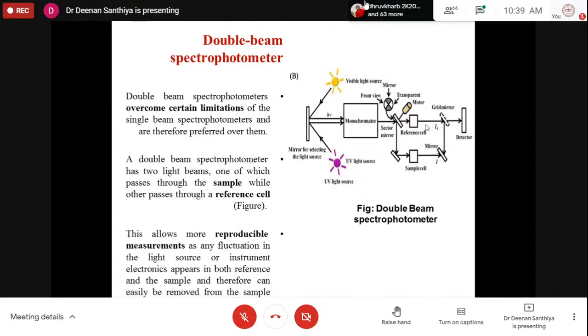So single beam, double beam, you understood what is single beam and what is double beam. In single beam, the mirror is not there. In double beam there is a mirror, so it splits the beam coming out from the monochromator into two beams, two parts.